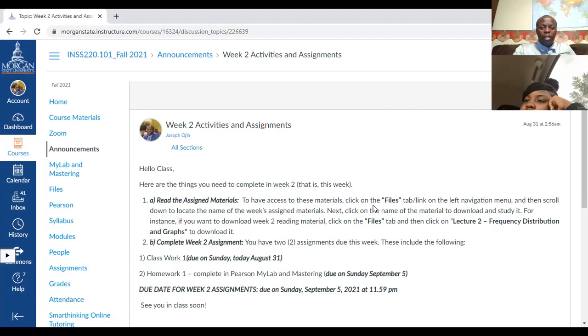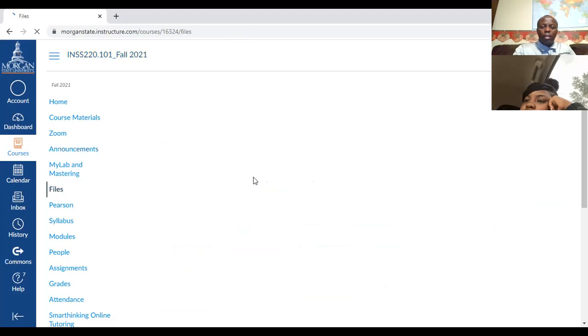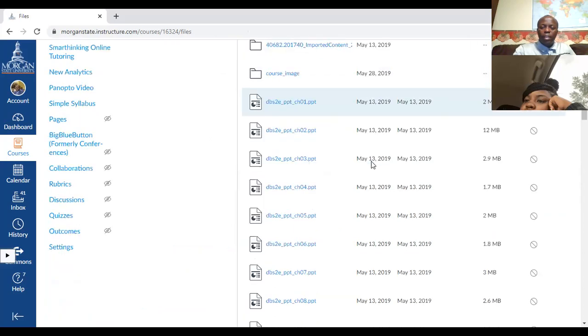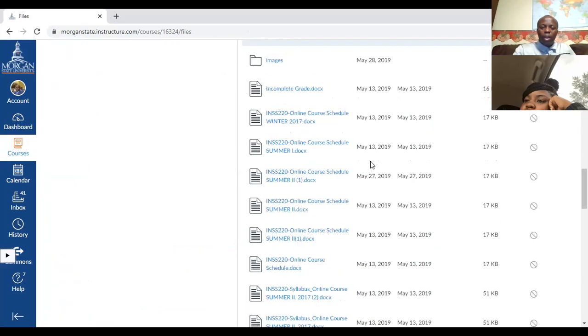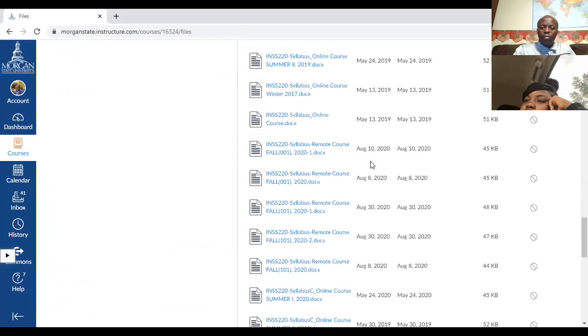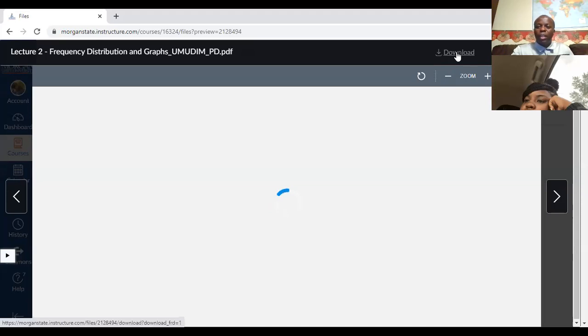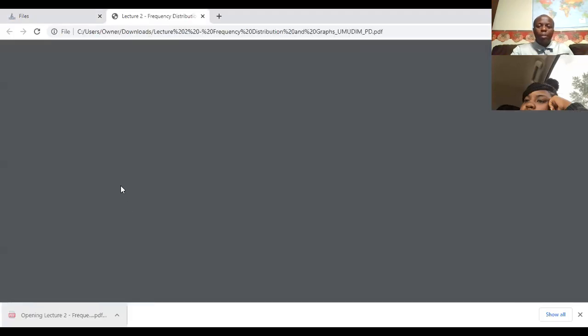To access it, you go to files. I'm going to open it now. I click on files, and look for it in the files section. You can see where I have lecture 2, frequency distribution and graphs. So that's what we're having this week. You click on it to download it. So click on download and it downloaded. And that's what we'll be working on today and even next week. Part of it will be done next week.